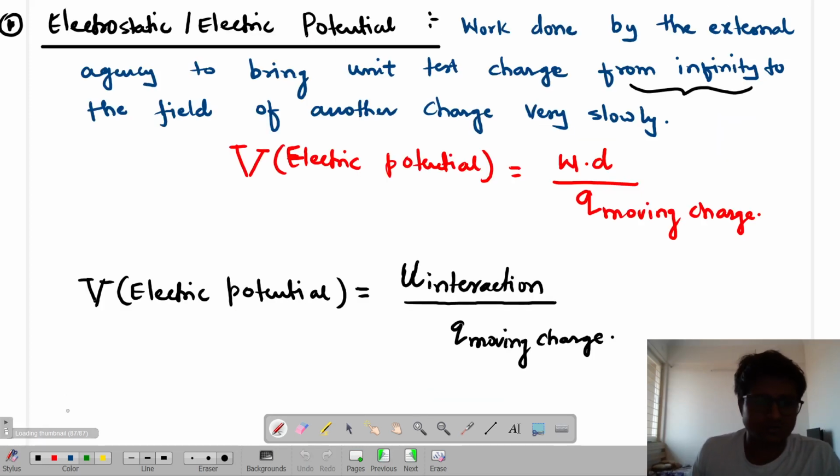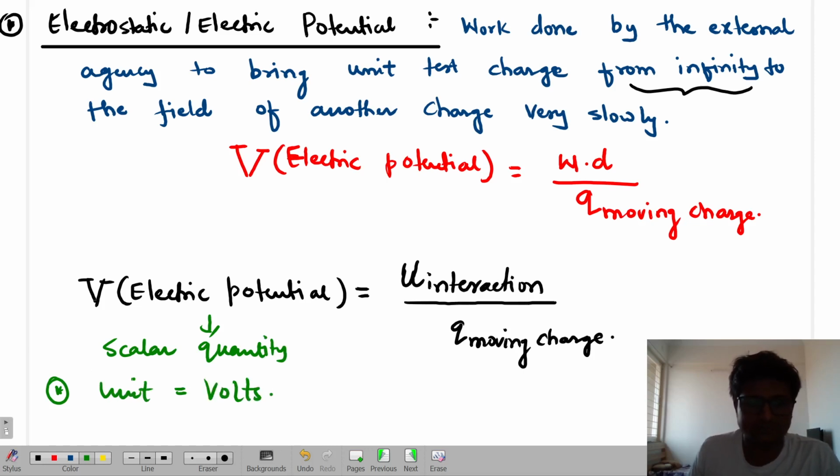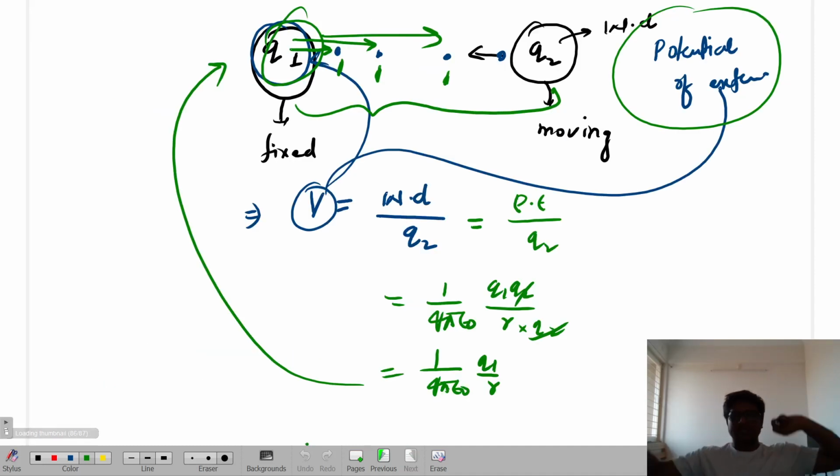So, one minute. I'll just write that this potential is also a scalar quantity, and it has a unit which is exactly equal to volts. Okay, see that.